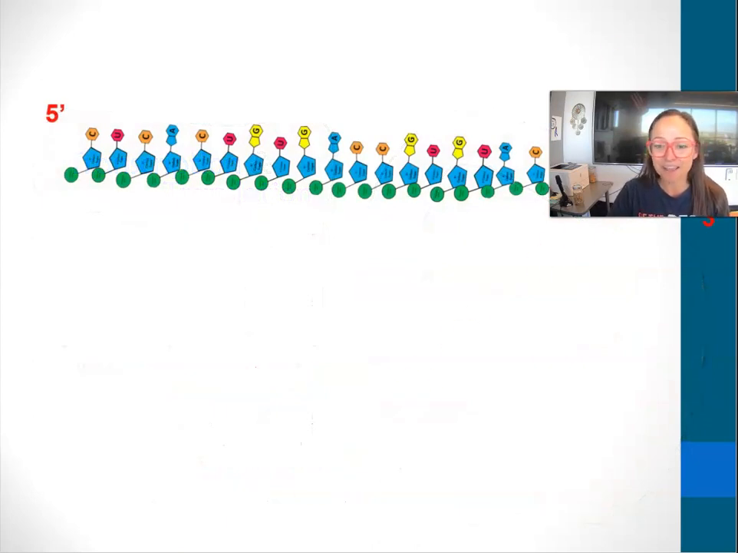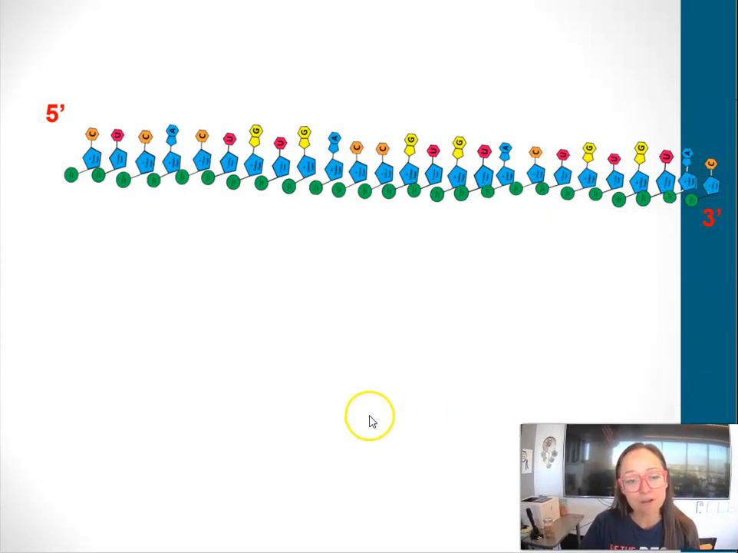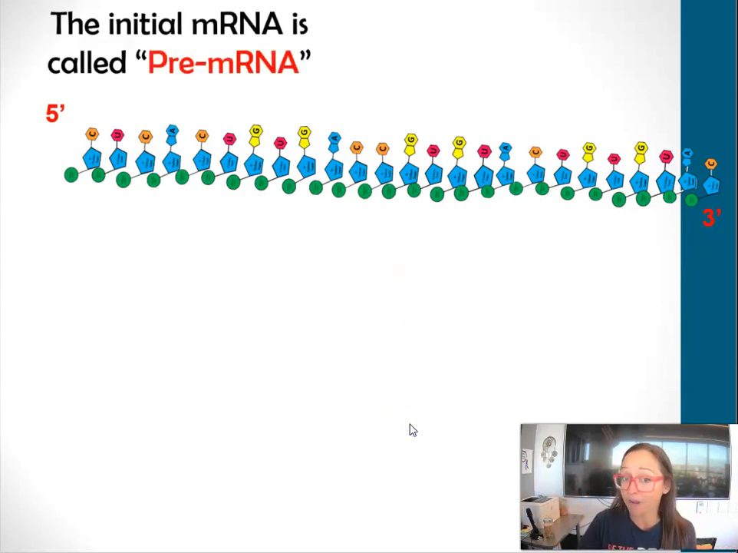So let's start with some RNA. This is our pre-mRNA or our primary transcript. So the first copy, primary transcript of the RNA that was copied from the DNA by RNA polymerase. So we call this pre-mRNA.